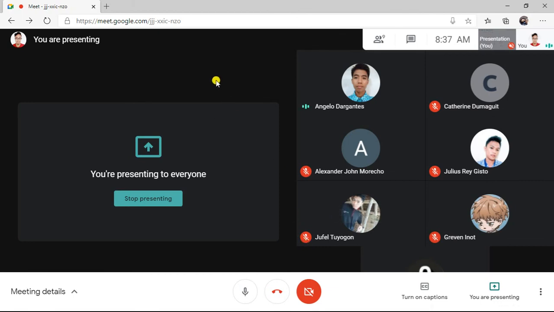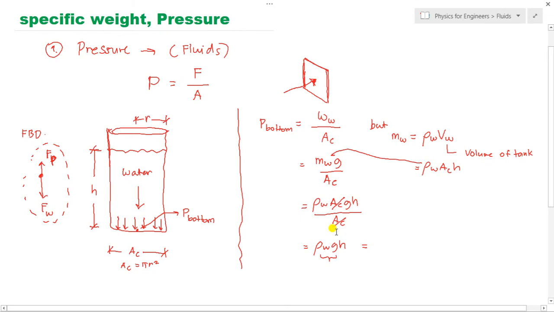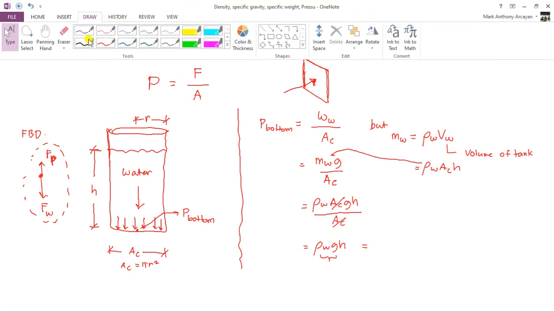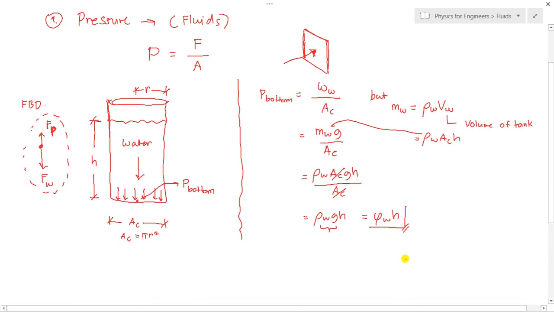That is equal to K, specific weight. So therefore, we can express the density of a certain fluid by just the product of the specific weight of that fluid multiplied by the height. Multiplied by the height. So therefore, that is the pressure at the bottom.